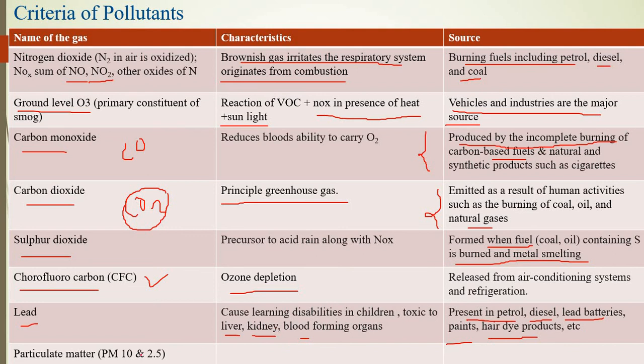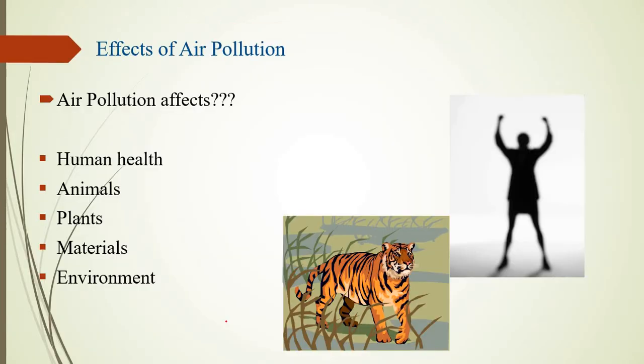Some particulate matter, PM 10 to 2.5, or some solid particles are available in our atmosphere. The parts per million is required 1 to 2.5. Effect of air pollution. What are the effects generated by air pollution and how it's harmful to all types of living bodies. Human health is directly affected.